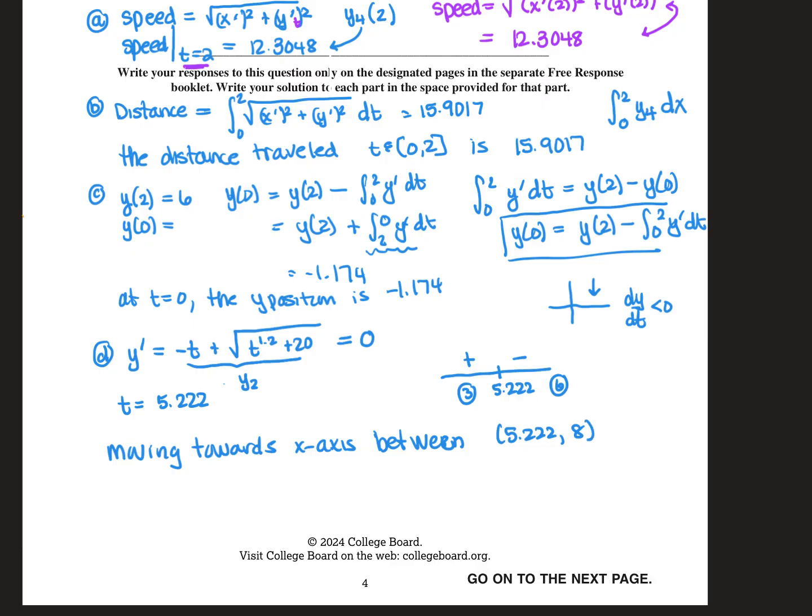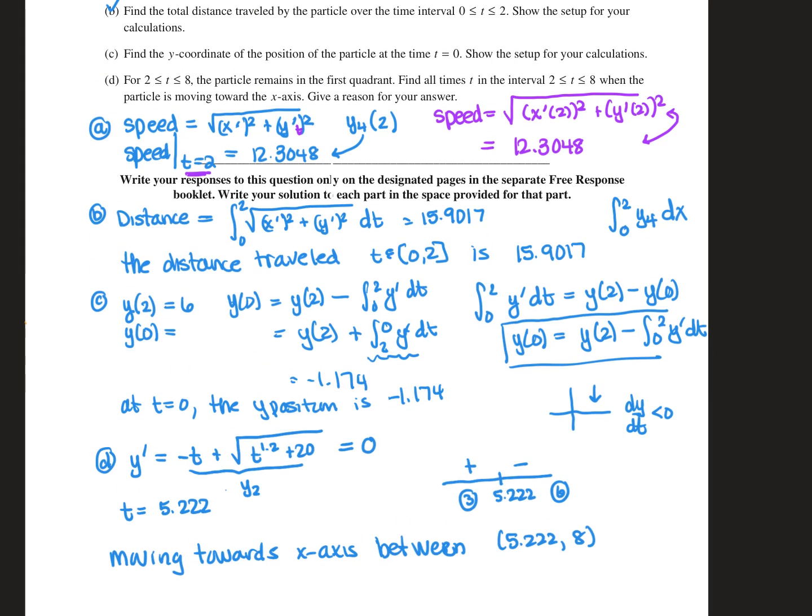So now let's talk about how this was scored. So part A was worth 2 points, 1 for the setup of speed and 1 for the answer. You will lose one of those points if you say the speed is in terms of t and then saying it's exactly equal to the speed at time 2. So be really careful with that. On part B, it is 2 points. You get 1 for the integral, 1 for the answer.